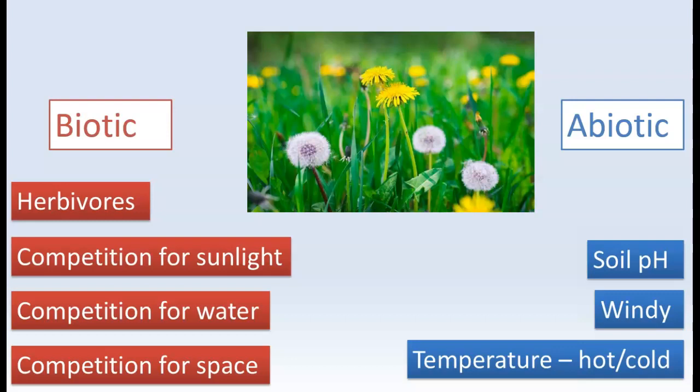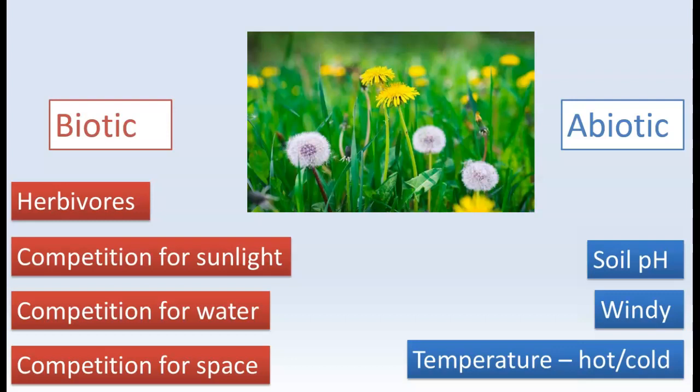And as you can see, what I've done here is split those factors into two different groups. We've got biotic factors. Bio, remember, means living. So living factors, so another animal eating you is obviously going to be a living factor, competing with another living organism for sunlight, water, space, again, biotic factors. And then there's abiotic ones, which are basically things within the environment and the weather.